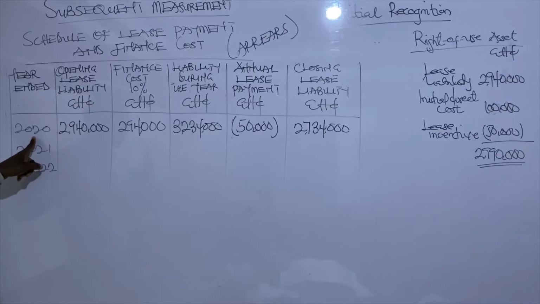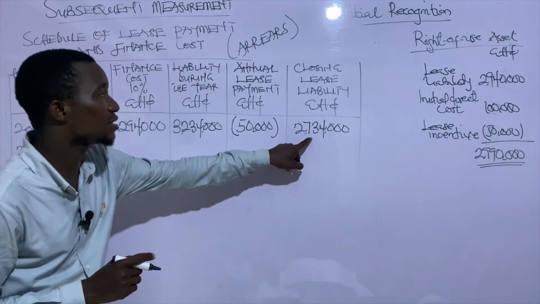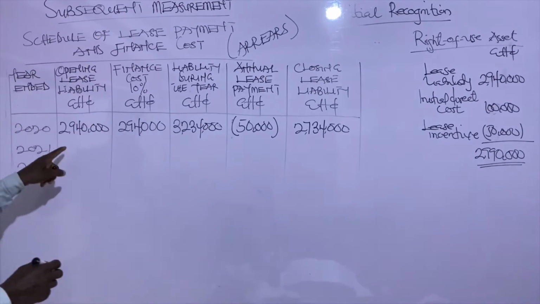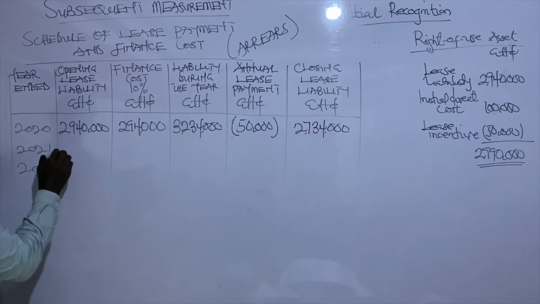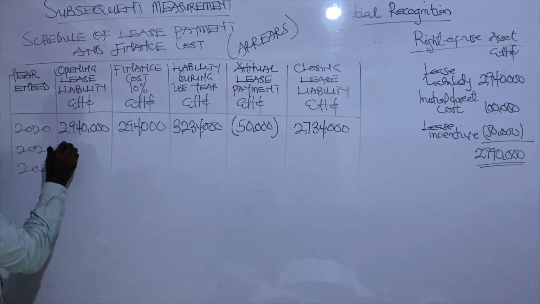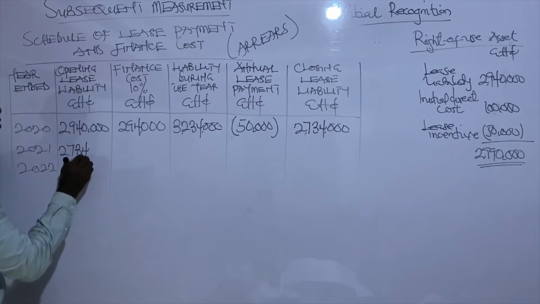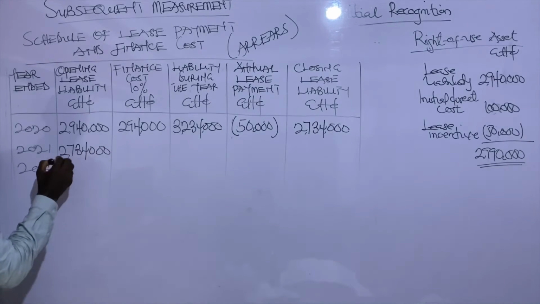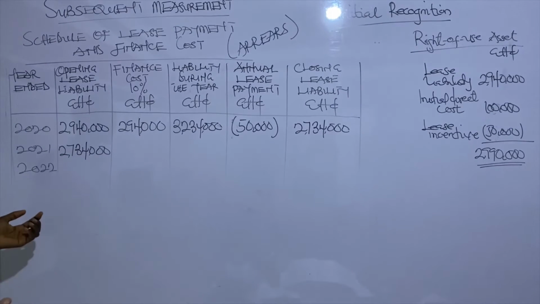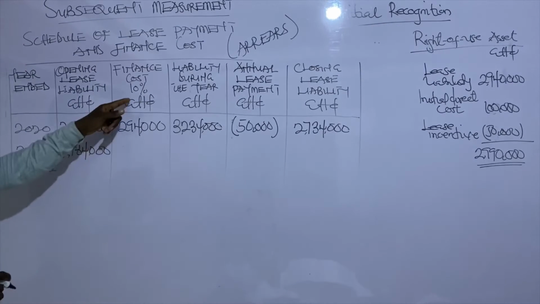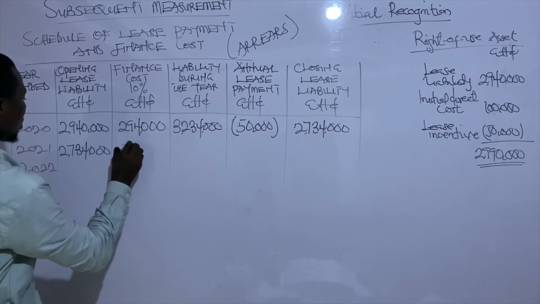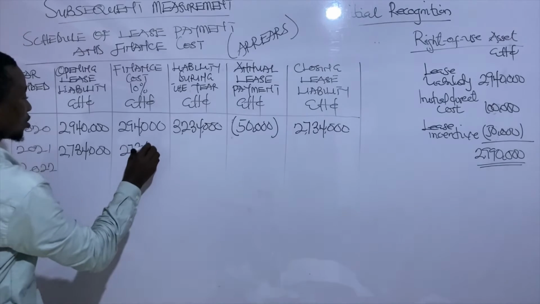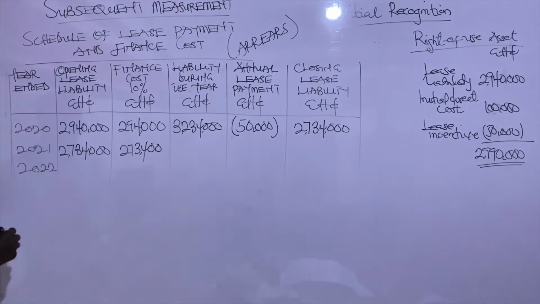One thing I want you to take note of is that the closing liability for 2020 becomes the opening liability for 2021. Is that okay? Good. So the opening liability here becomes 2,734,000. This schedule is very simple. So let's apply the 10% on the opening liability. So we arrive at 273,400 as the finance cost.